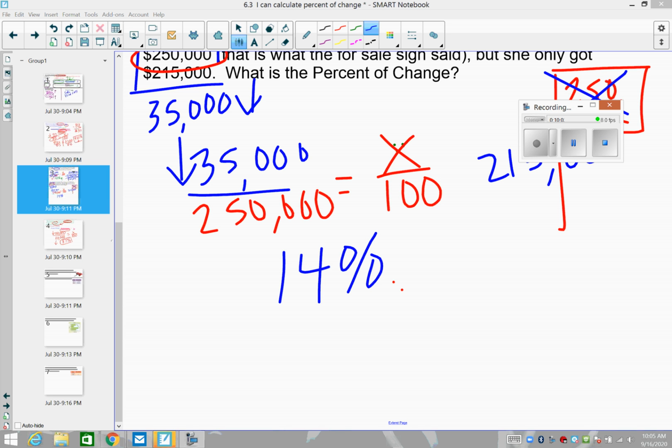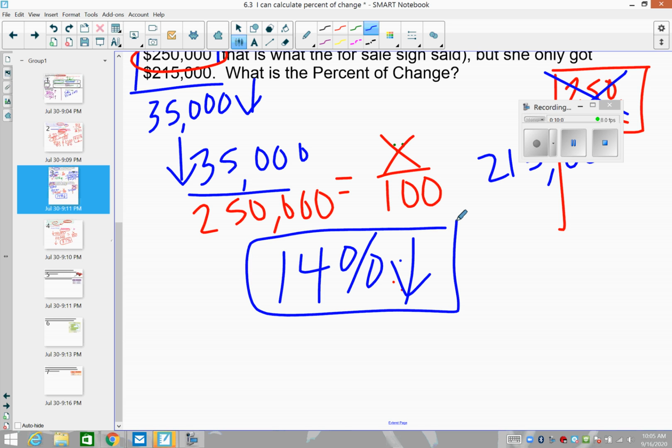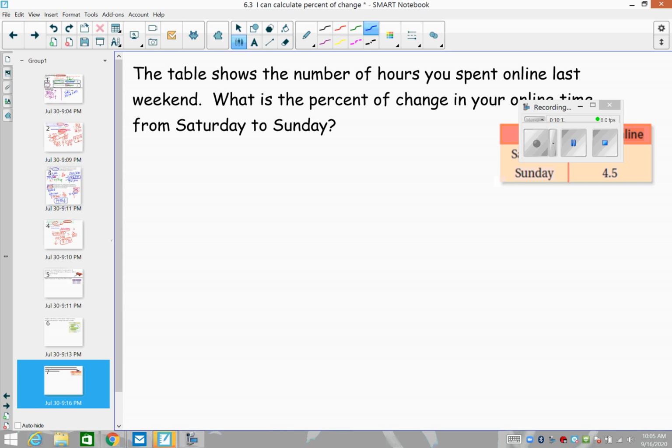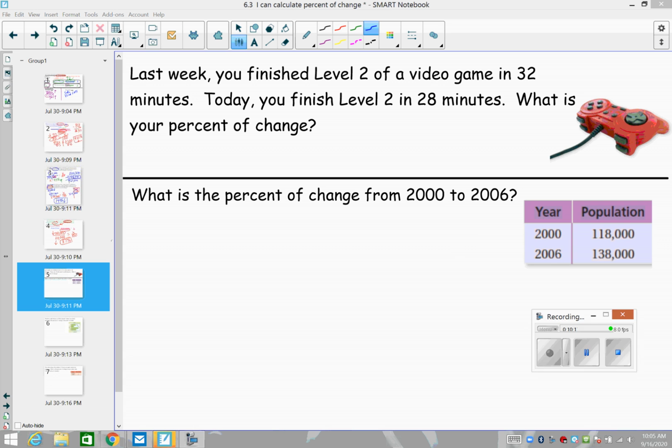So 14% decrease in the price that we wanted. That's our percent of change. All right, let's take a look at some other example, and then we'll be out of here. I think that one's a little bit confusing. Let's try this one.